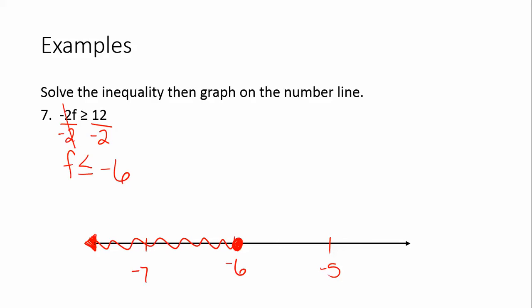So again, the reason we flip the inequality is because when you multiply or divide by a negative, you're going to change the signs on each side. So we have to compensate for that by flipping the symbol.